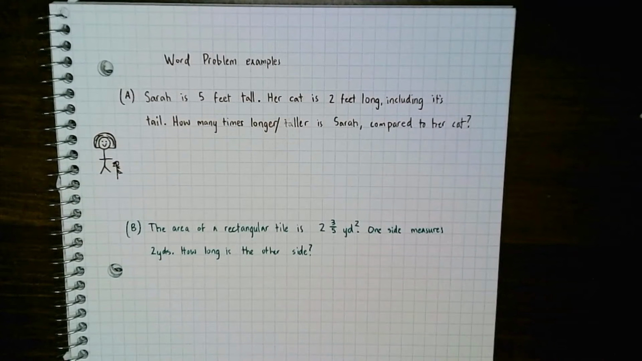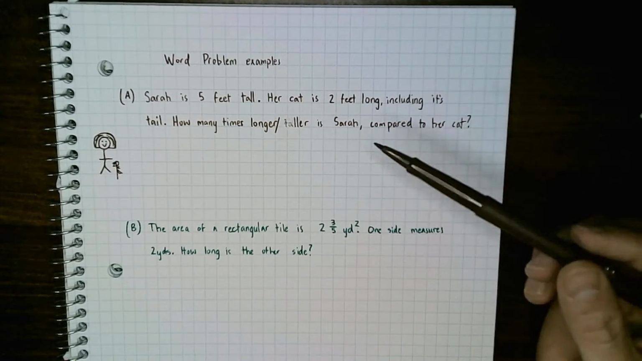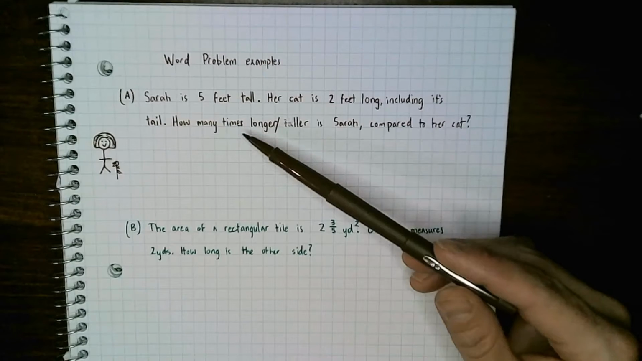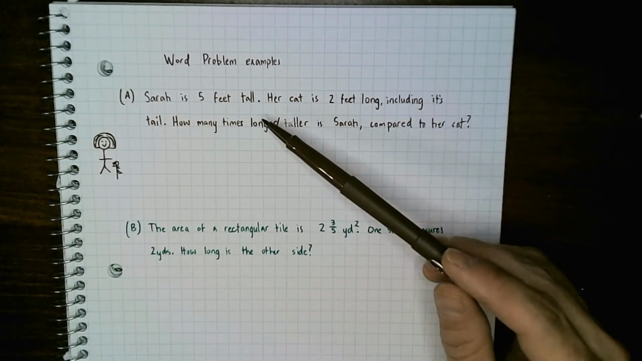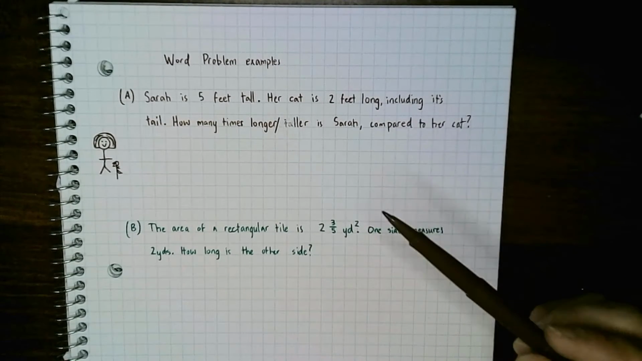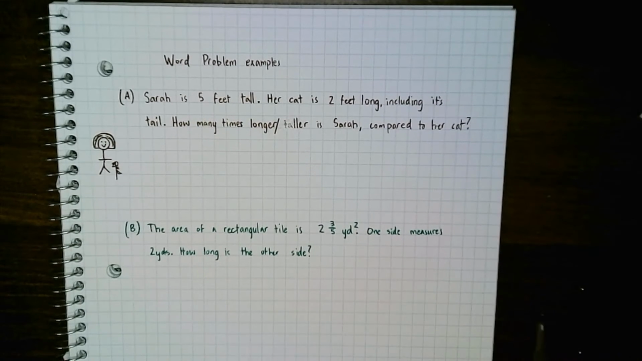All right, so a couple word problems here. First problem we created here is going to be this problem. I'll read it out loud for you. Sarah is 5 feet tall. Her cat is 2 feet long, including its tail. How many times longer or taller is Sarah compared to her cat?